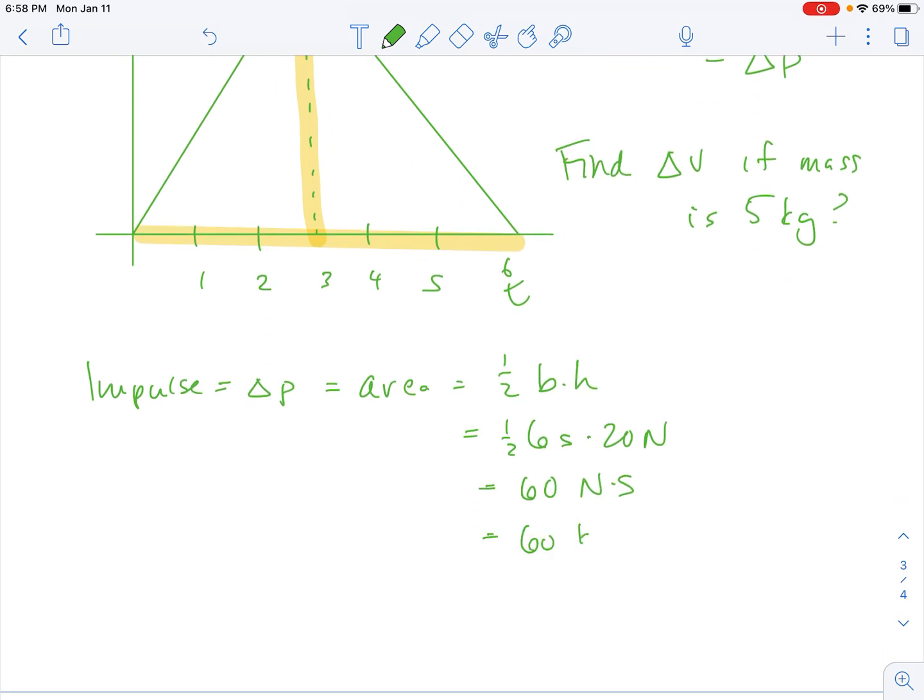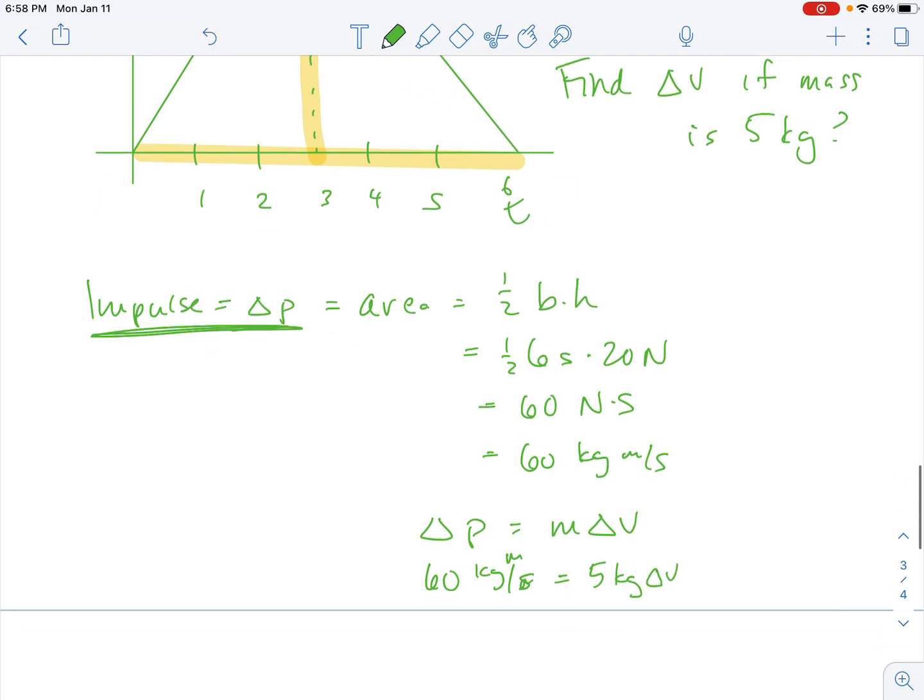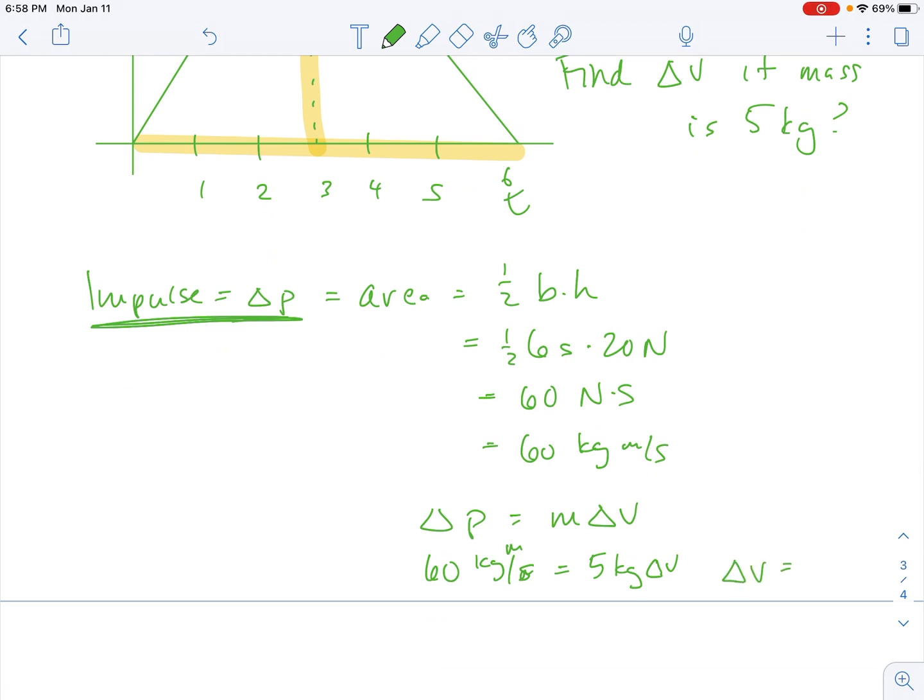or 60 kilogram meters per second. And that's my change in momentum, or my m delta v as well. Again, the impulse momentum theorem says that impulse and change in momentum are equivalent. So if the impulse is 60 kilogram meters per second, and the mass is 5 kilograms, then I would divide to find delta v. So 60 divided by 5 would give me a delta v of 12 meters per second.